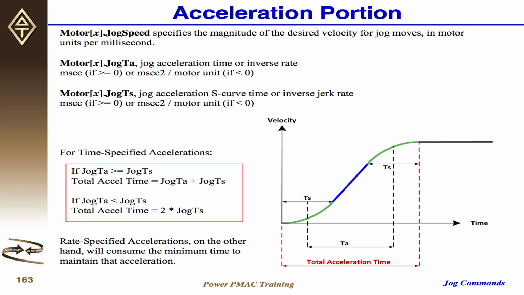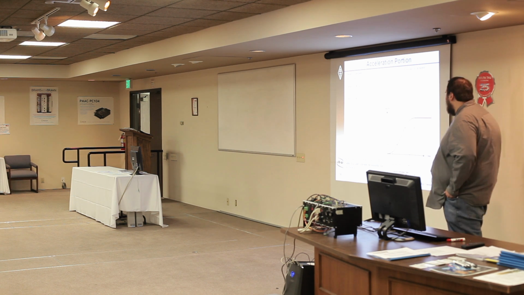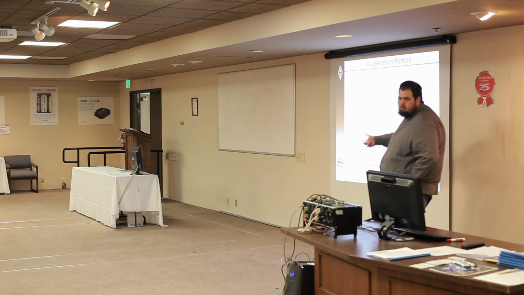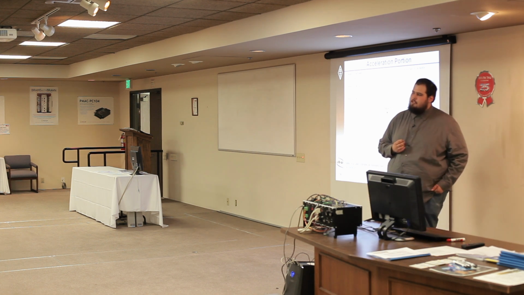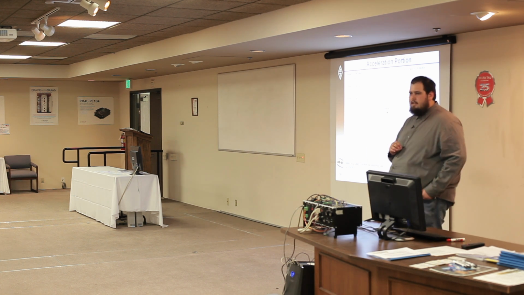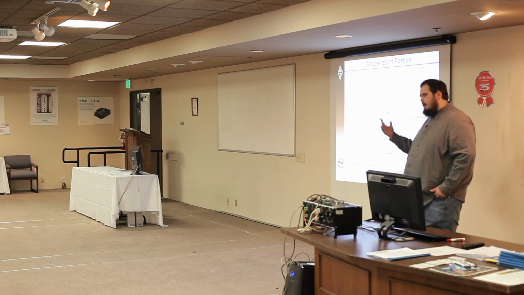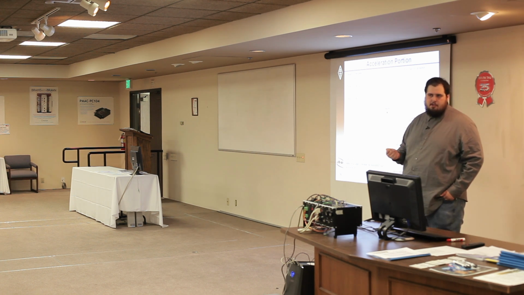So the TA timer, if you will, starts in the middle of the first TS and ends in the middle of the second TS. If all the values are greater than 0, jog TA and jog TS, then this is all it does. You are specifying the amount of time in milliseconds that PMAC will spend accelerating or changing the acceleration.